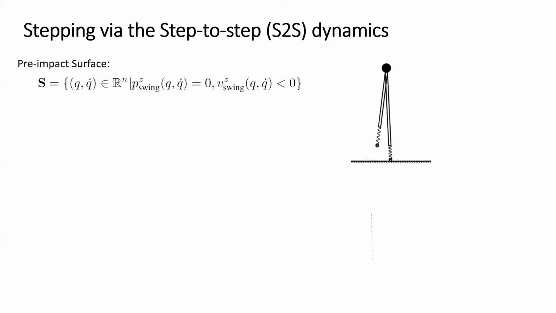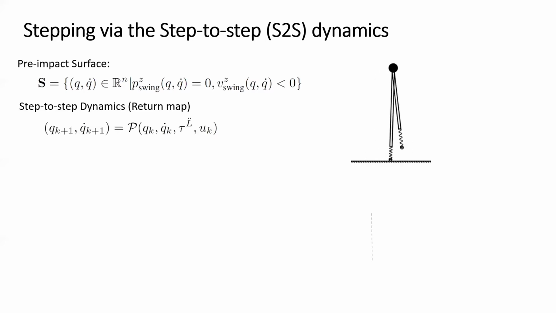Now we can explain the stepping controller via the step-to-step dynamics. Assuming an existing walking behavior of the A-SLIP, we can define a surface in its state space where the swing foot strikes the ground. q and q dot are the states of the A-SLIP. If we investigate the evolution of the state at the pre-impact surface, we get the discrete dynamics of the walking, which is often referred to as the return map in the literature.